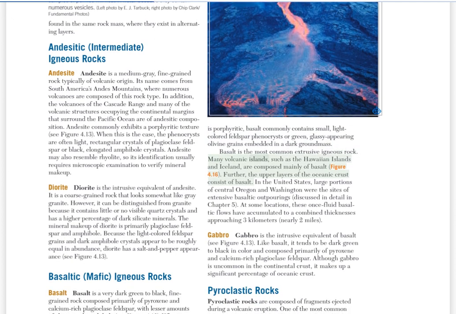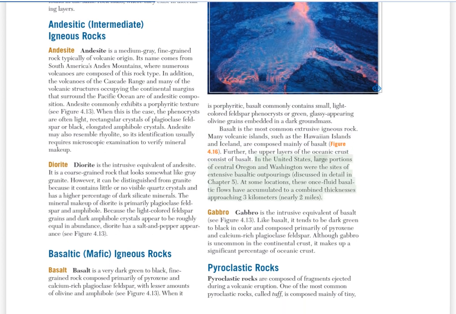Many volcanic islands, such as the Hawaiian Islands and Iceland, are composed mainly of basalt. Further, the upper layers of the oceanic crust consist of basalt. In the United States, large portions of central Oregon and Washington were the sites of extensive basaltic outpourings. At some locations, these once fluid basaltic flows have accumulated to a combined thickness approaching 3 kilometers.